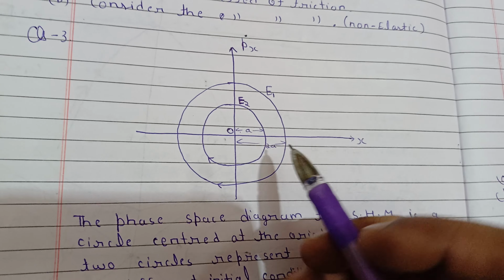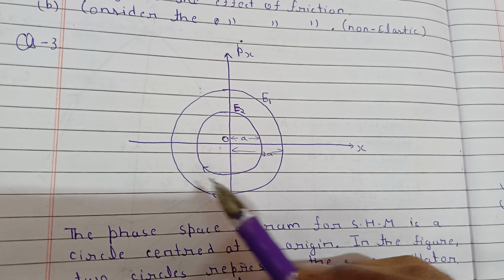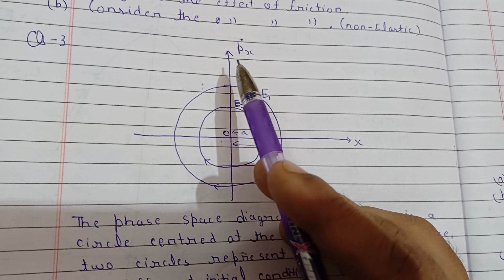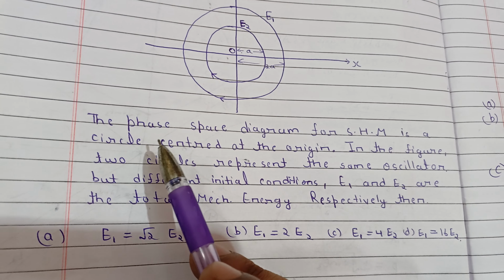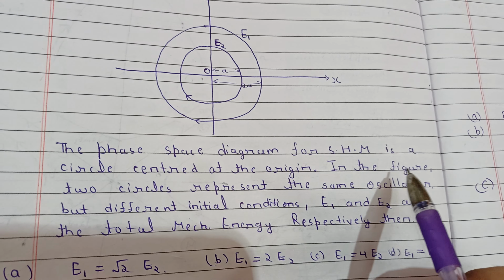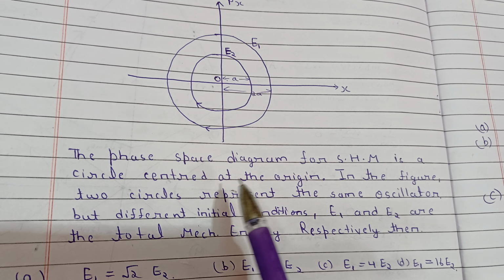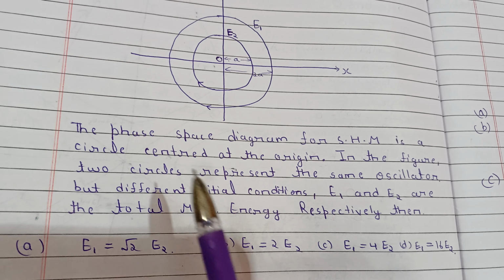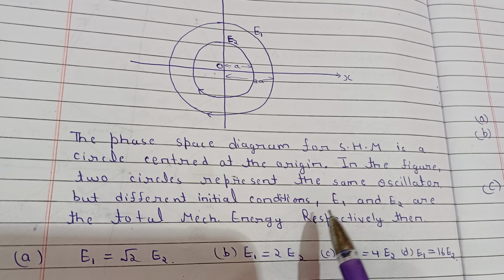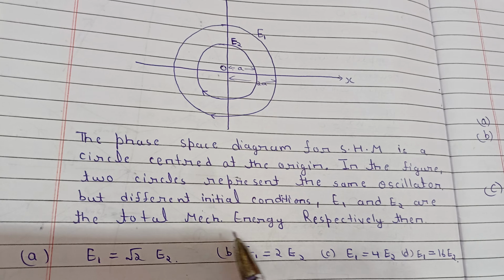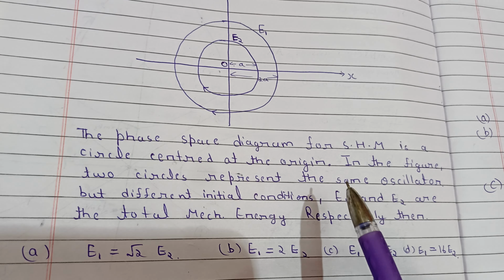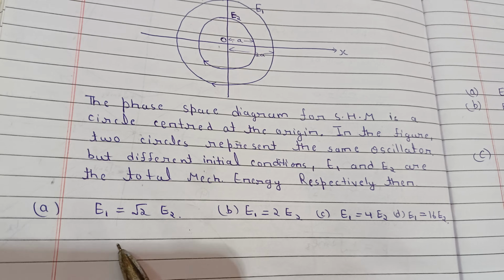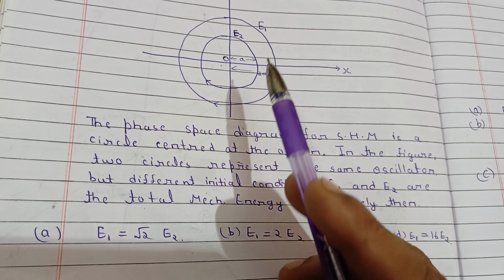The third question is, consider this graph. This is E1, E2. This is the first circle. This is A. This is 2A radius. This is x. This is momentum Px. The phase space diagram for simple harmonic motion is a circle centered at the origin. This is the phase space diagram. In the figure, two circles represent the same oscillator but with different initial conditions. E1 and E2 are the total mechanical energies respectively. Then which option is correct? That means you have to find the relation between the energies E1 and E2.